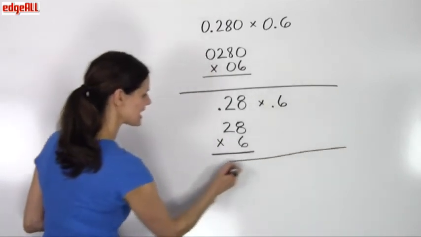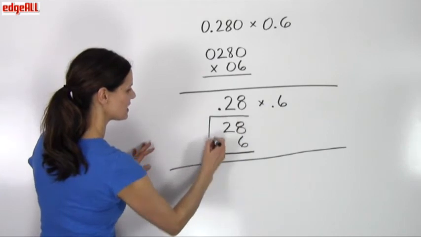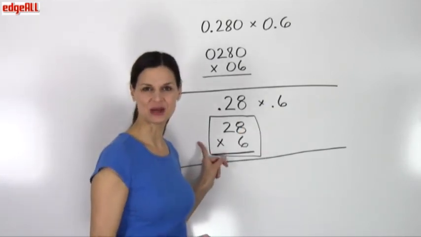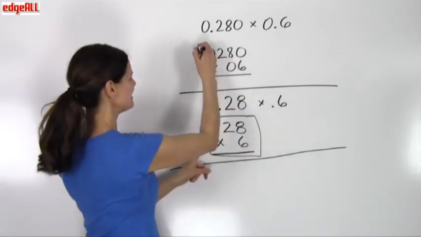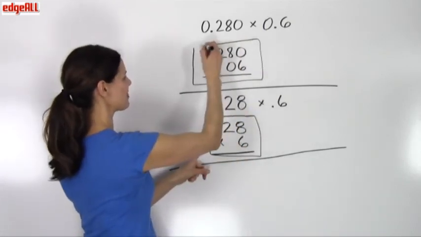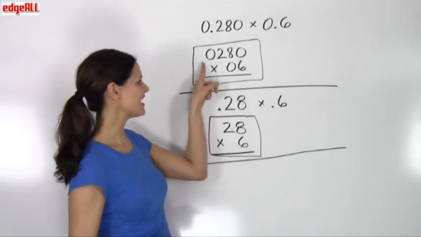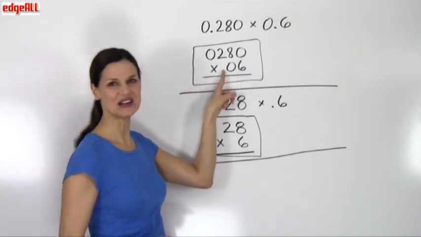But you can see that this problem here, 28 times 6, is going to be much simpler to work out than this problem here. And they're the same thing, but this is a much simpler version of it than having all of these extra zeros in here.